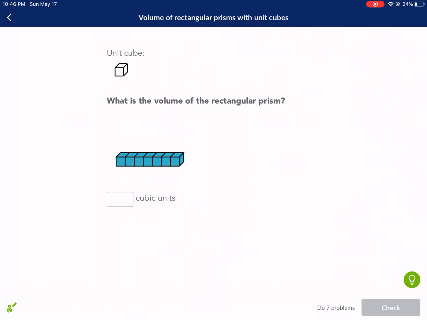We're doing an introduction to volume with this Khan Academy tutorial on volume of rectangular prisms with unit cubes. Let's go ahead and get started.